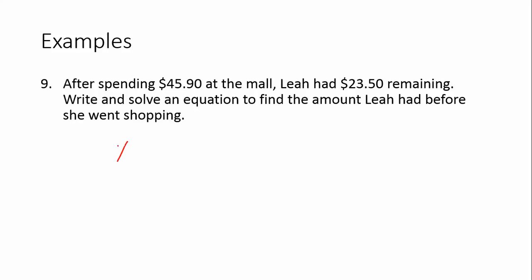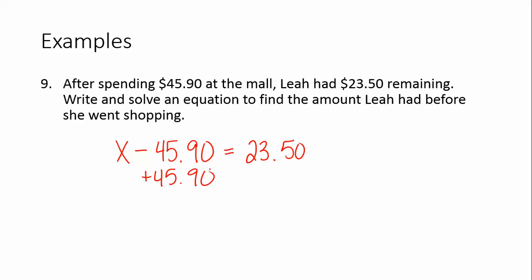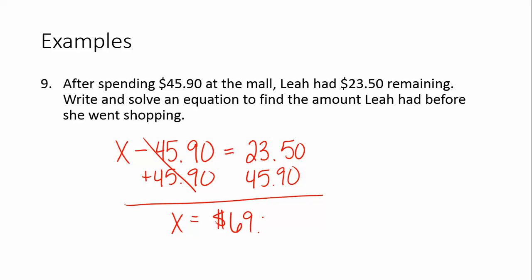If we don't know the start amount, let's call it X. We know when we go shopping, we need to subtract that amount from what we originally had, and we'll be left with what's remaining. This is one equation that you could have written, and then we'll solve it to get our answer. So we want to add 45.90 to both sides. So we get X equals 23.50 plus 45.90, $69.40.